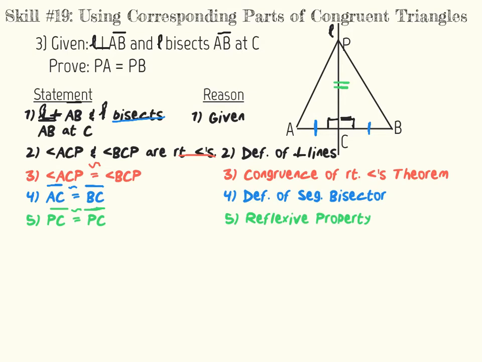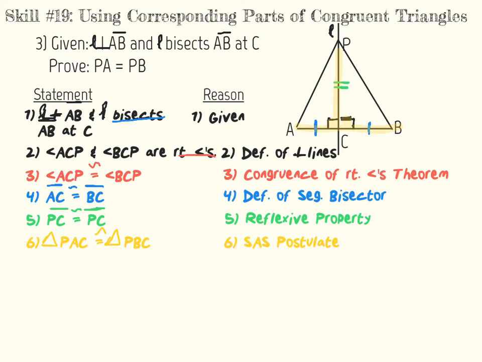Okay, step 6, now we have, if you look carefully, a side and then an angle that's congruent, and then sides that are congruent. So we can go side, angle, side, and say the triangles are congruent. Triangle PAC is congruent to triangle PBC, and that's by the side, angle, side postulate.